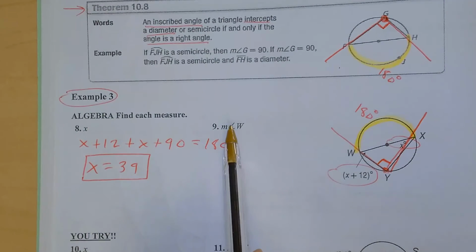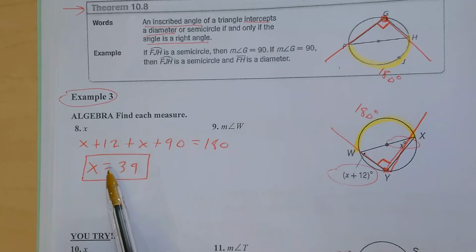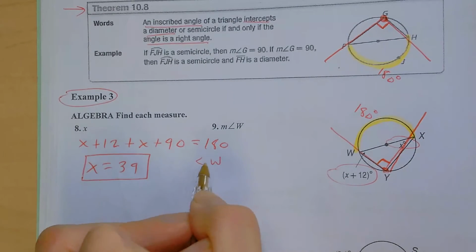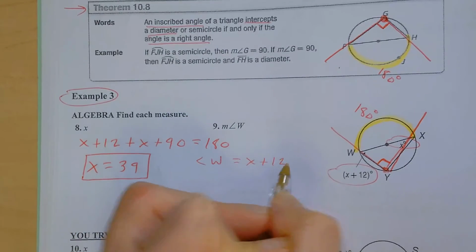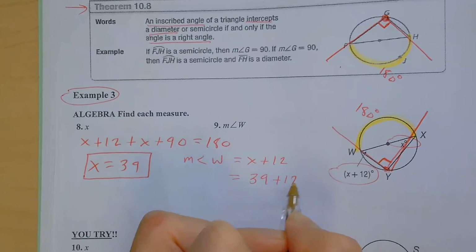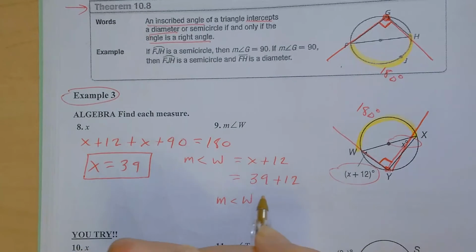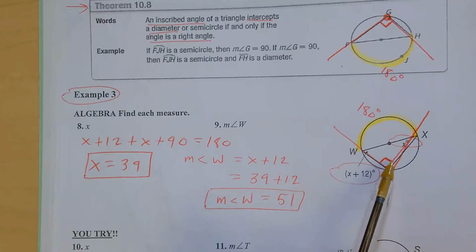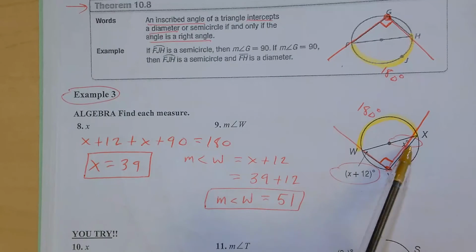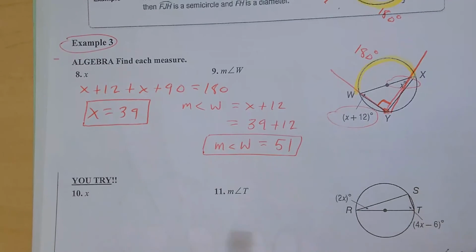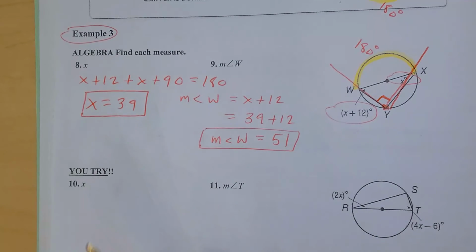Now, they want to know what w is. Great, I know x is 39, and angle w is x plus 12. So I'm going to take that 39 and add 12. The measure of angle w will be 51. Again, I'm using the fact that I have a right angle in there. That's a right triangle, and I'm adding them all up to 180. You'll go back and try this after the video.